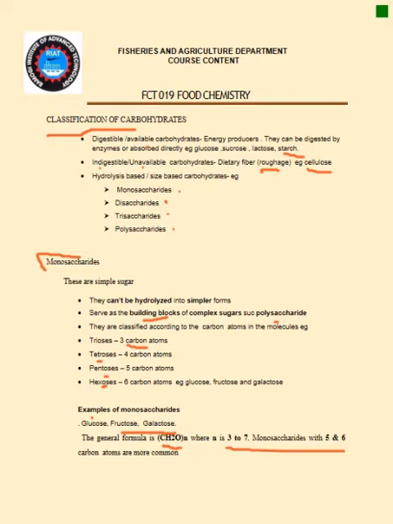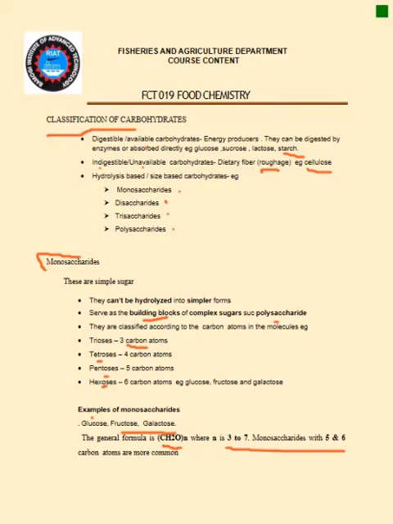Then we have another category, which is indigestible or unavailable carbohydrates, which include dietary fiber and roughages. These are carbohydrates which cannot be digested in the body by the enzymes or absorbed by the body directly. They are just called refuse. Their role is just to add bulk to the food and to prevent constipation. An example is cellulose.